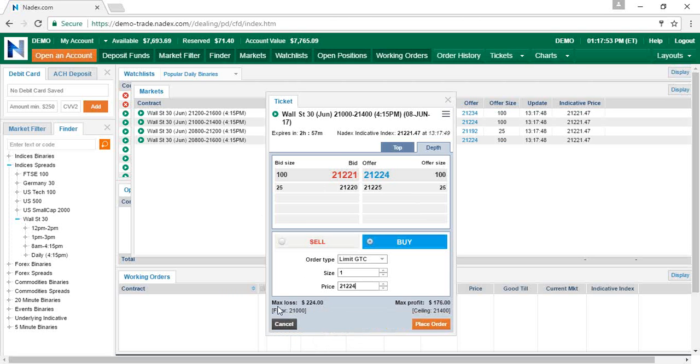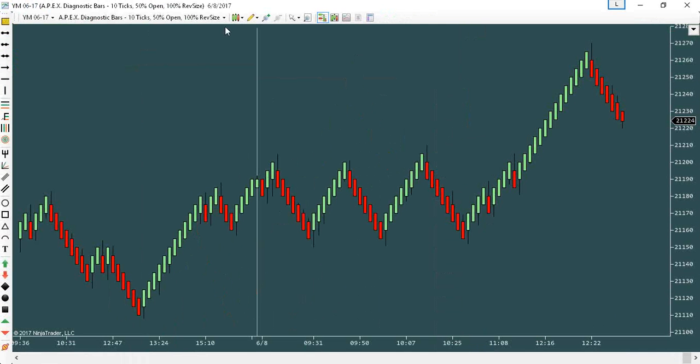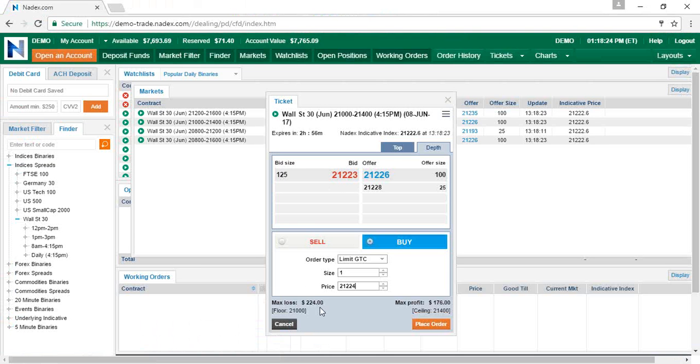Is that your max loss? Yes. Is that your max risk? Yes. Okay, but what would have to happen here? This is the Wall Street 30. Let me pull over a chart of the Wall Street 30. So if I've got a max loss of $224, what would have to happen on this chart right here? Well, right now we're at 21,224, so the market would have to go down $224 for me to take that max loss.